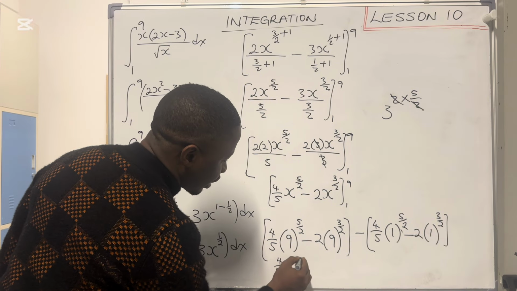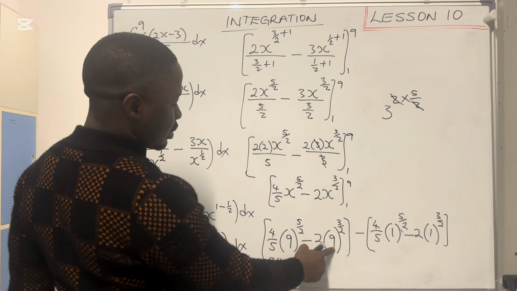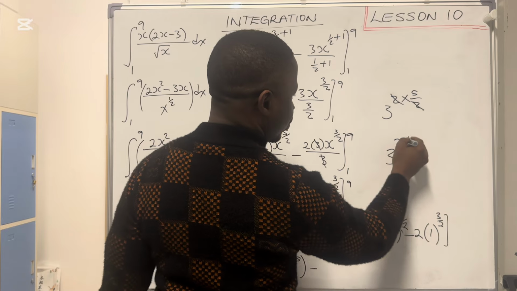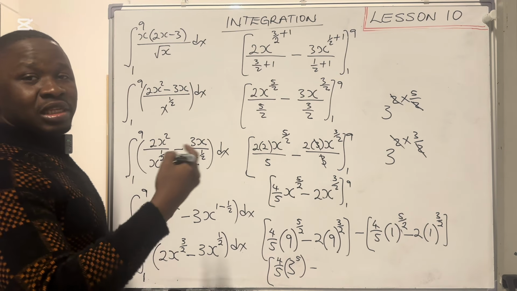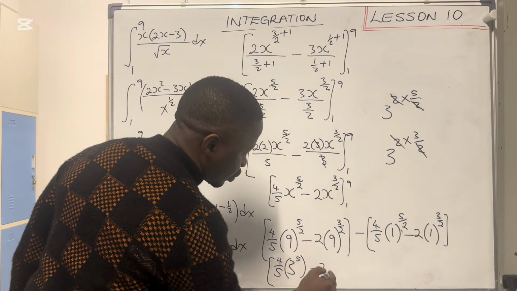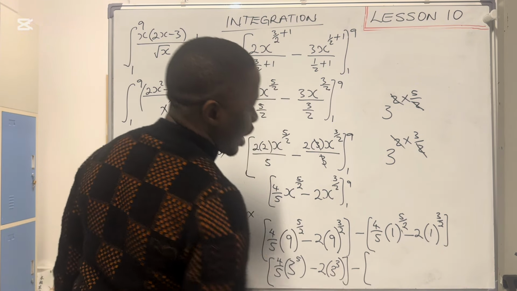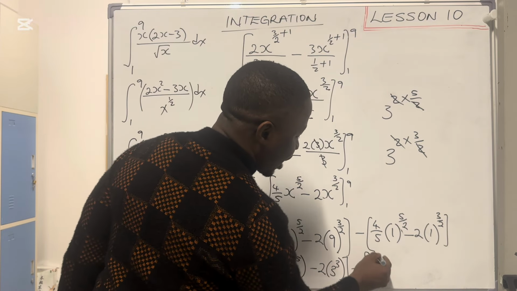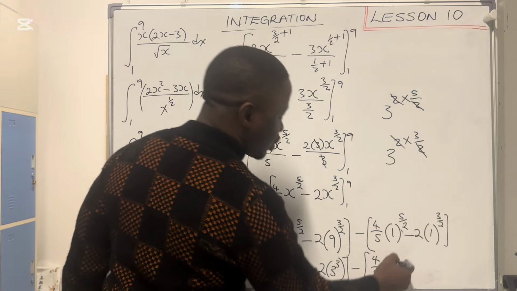3 to the power 5 minus. So 9 again is same as 3 squared times 3 upon 2. So this cancels this. What remains? 3 to the power 3. So 2 times 3 to the power 3 minus. So 1 raised to any number is 1. 1 times 4 over 5 is 4 over 5. 1 raised to any number is 1. 1 times 2 is 2.